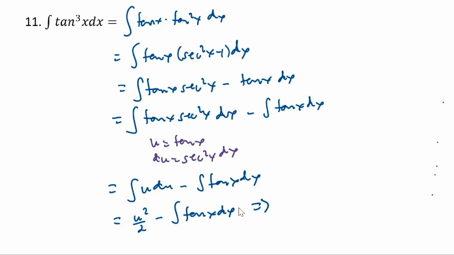So therefore, u is tangent x, so this can be now tangent squared x over 2 minus the integral of tangent x. Now we have ln of secant x, so therefore minus ln of the absolute value of secant x, plus a constant.